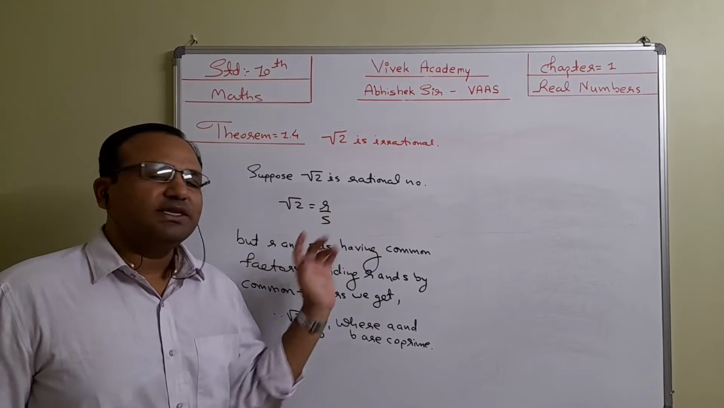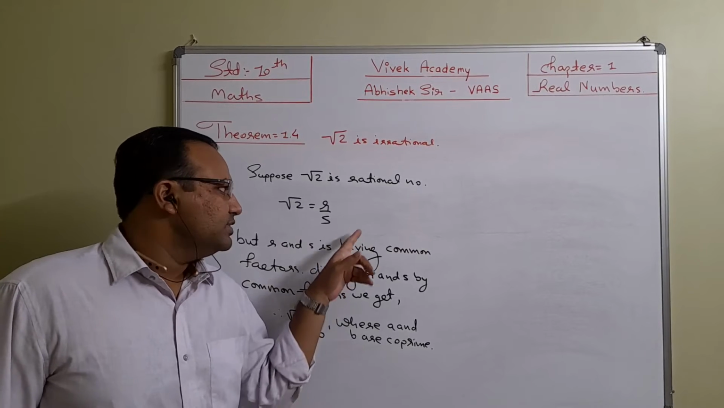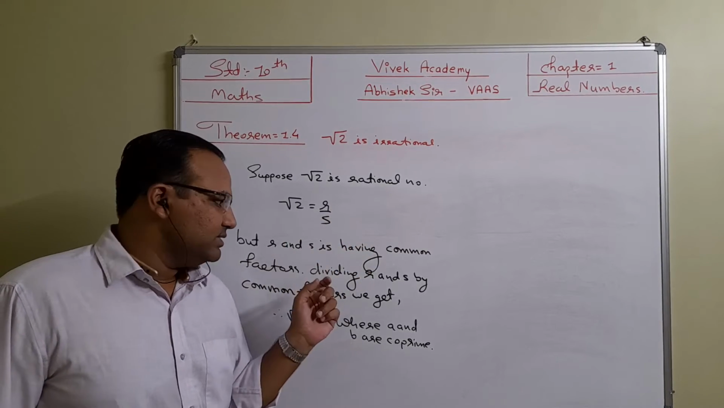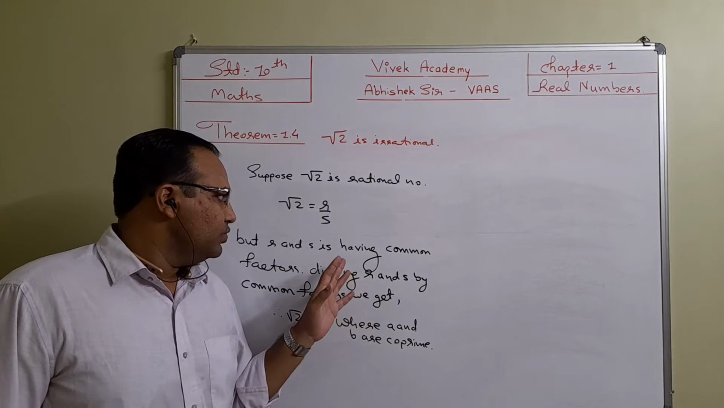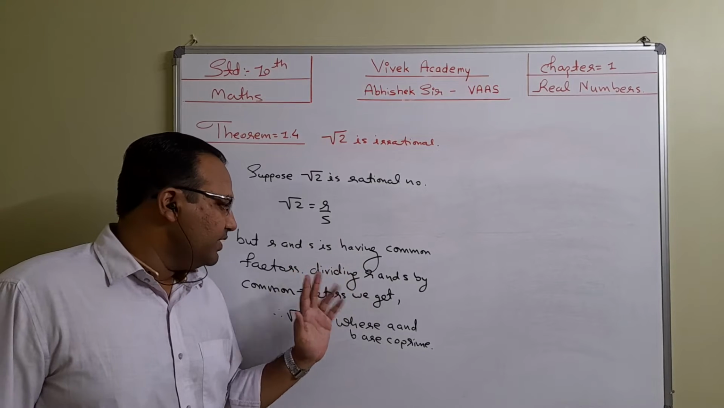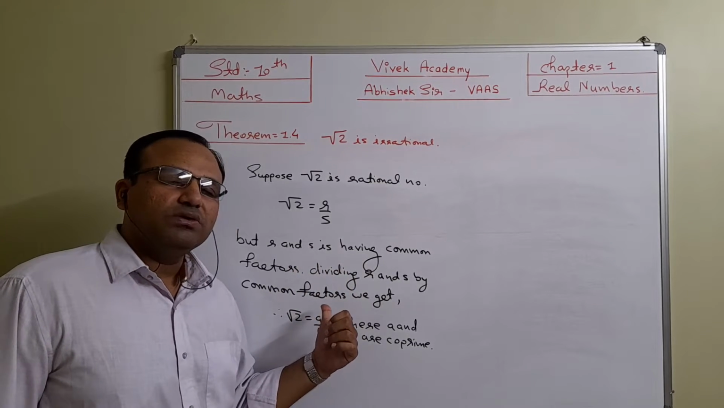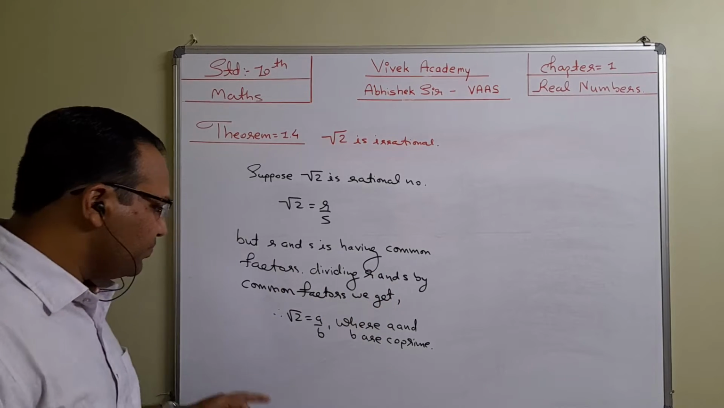Suppose root 2 is a rational number. Now root 2 is a rational number, so we can represent it in the form of r by s. But r and s have a common factor other than 1. So when we divide r and s by the common factor, we will get root 2 is equal to a by b, where a and b are co-prime. So now no common factor is there.